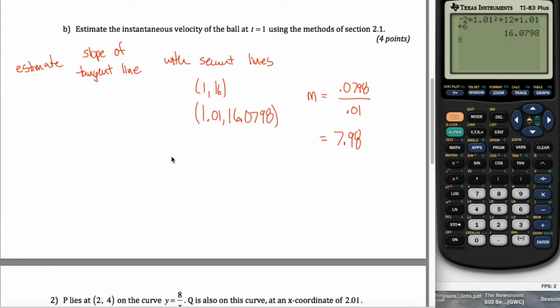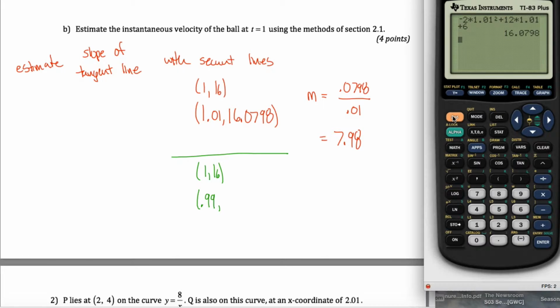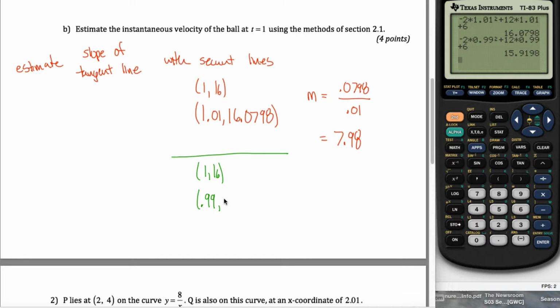Supposing you didn't know that, you could create a second secant line. We could again use 1 and 16, but now instead of taking 1.01, that is some point that's just slightly greater than 1, let's take some point that's slightly less than 1, like 0.99. And let's do this same calculation, except instead of 1.01, I'll do 0.99 and figure out what the y value corresponding with that x value is. And my calculator informs me that that y value is 15.9198.